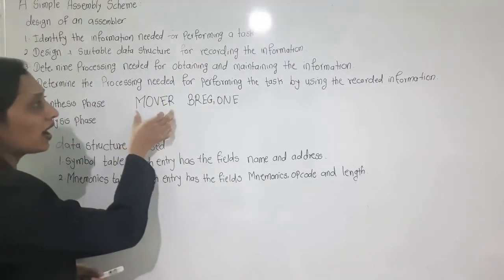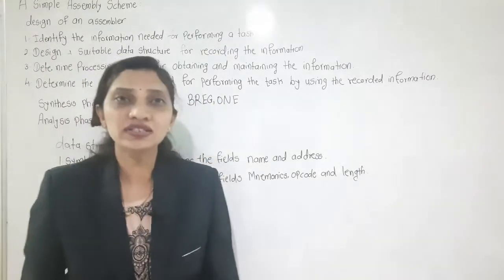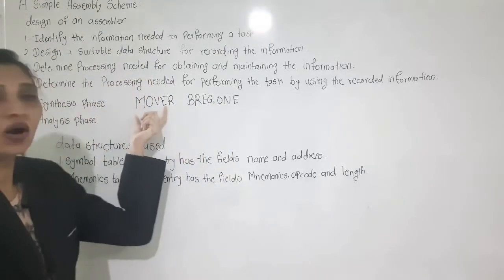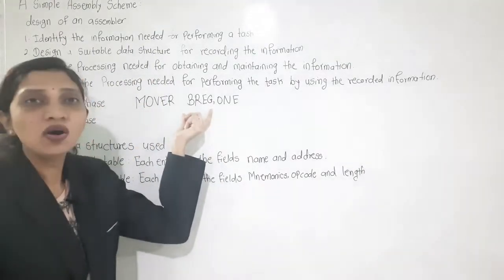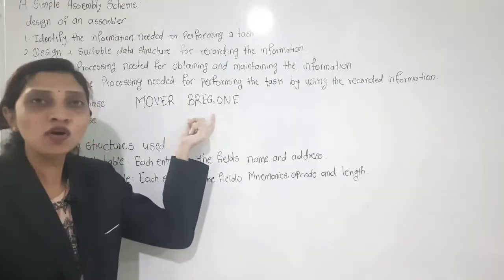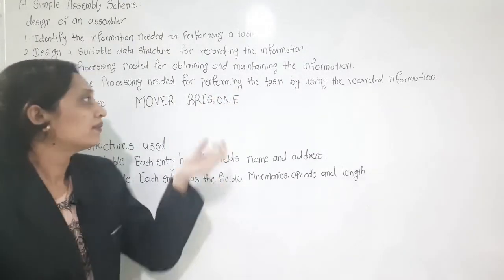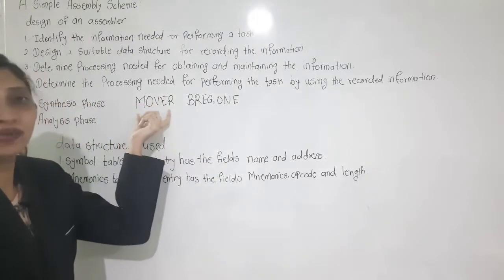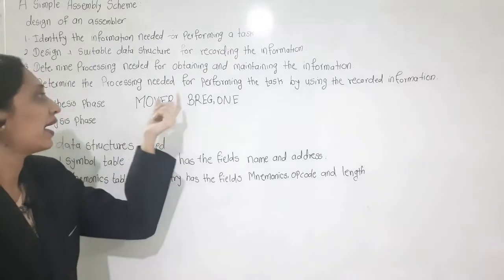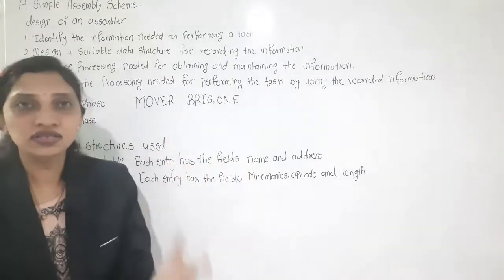Here, MOVER BREG, ONE. This one instruction is given. Here MOVER is what? MOVER is nothing but a mnemonic. And BREG is what? BREG is nothing but the first operand. And ONE means your symbolic name, means here it's your second operand. So MOVER is your mnemonic, BREG is our first operand and ONE is our second operand.